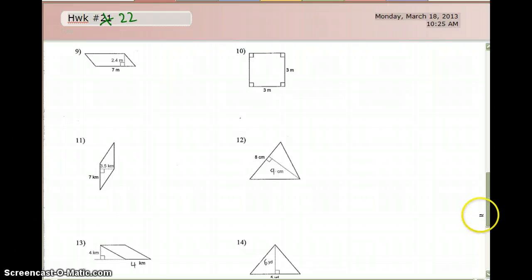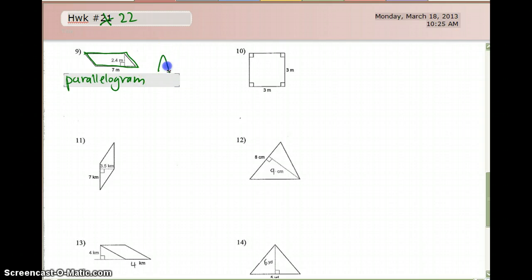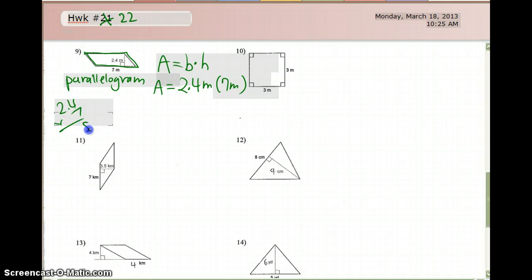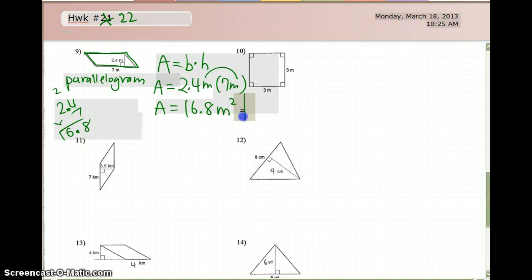Okay, let's try number 9 here. Number 9, this shape is this one right here. It's a parallelogram. My parallelogram formula for the area is simply base times height. So then I'm going to take the area and multiply 2.4 meters times 7 meters without using my calculator. I'm going to get that. My decimal goes right there. So my area is exactly 16.8 meters times meters gives me meters squared. So that's my area of this little parallelogram.